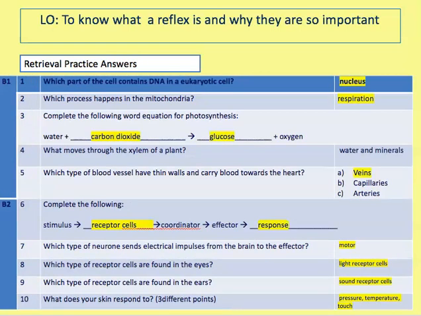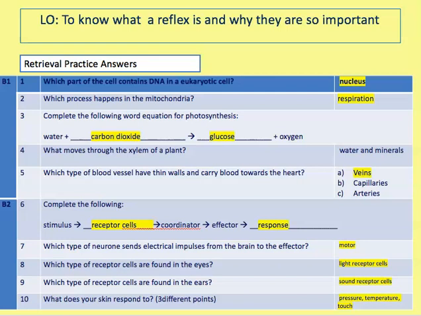Okay, so here are the answers. Number 1, which part of the cell contains DNA in a eukaryotic cell? That is the nucleus. Remember, a eukaryotic cell is something with a nucleus in, so a plant or an animal cell. Number 2, which process happens in the mitochondria? That is respiration. So if we're being really specific, it's aerobic respiration. So it's the respiration that takes place with oxygen.